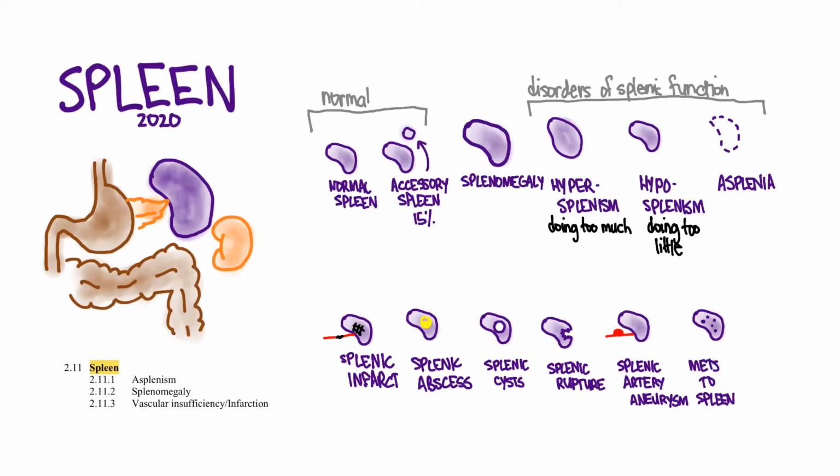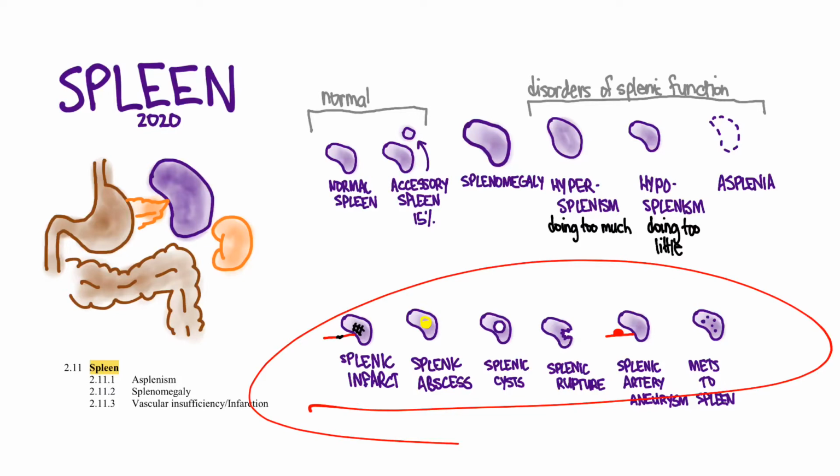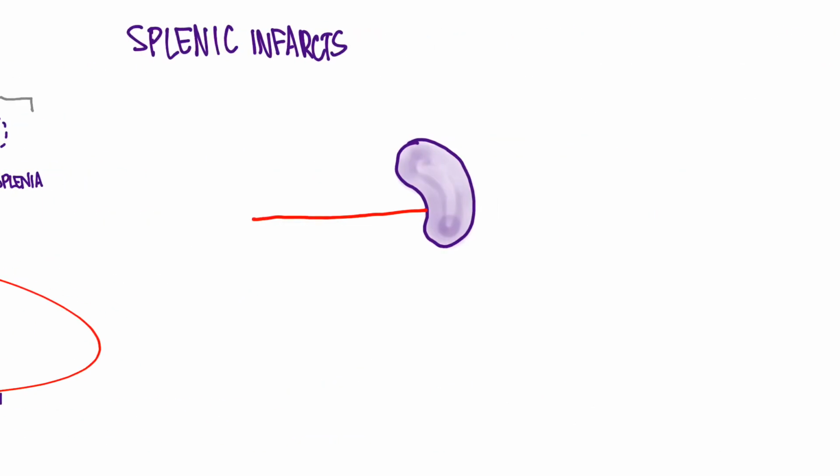In this last video on the spleen, we are going to talk about these focal splenic lesions here. Mainly things like splenic infarcts, which can lead to splenic abscesses, splenic cysts, splenic rupture, splenic artery aneurysms, and metastases to the spleen. So splenic infarcts can be caused by lots of different things.